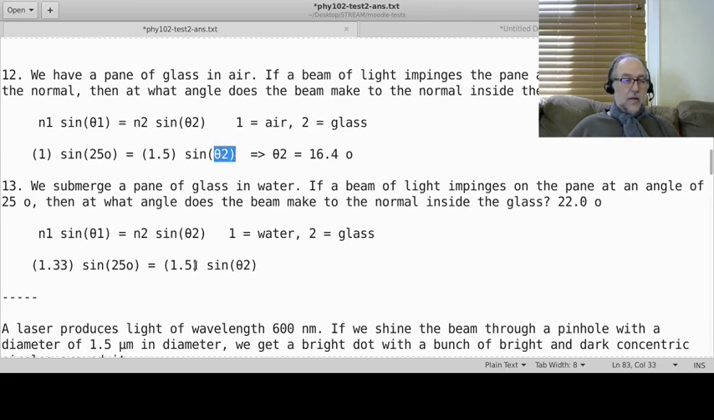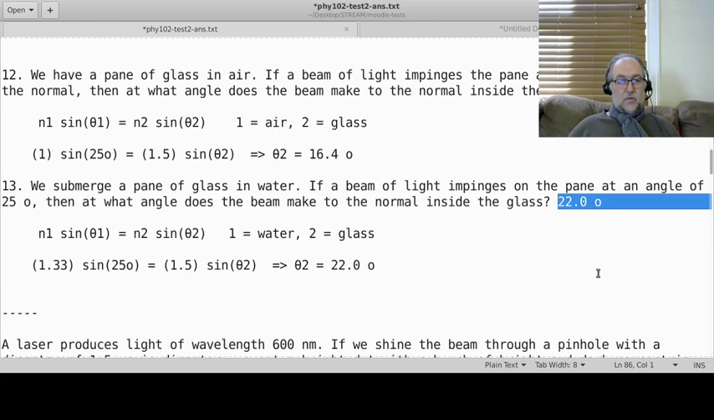Once again, you would work this all out, and all of this would work out to some number, and you'd have sine of theta 2 is equal to that number. You'd have to take the inverse sine, and you would find that the answer was 22 degrees.